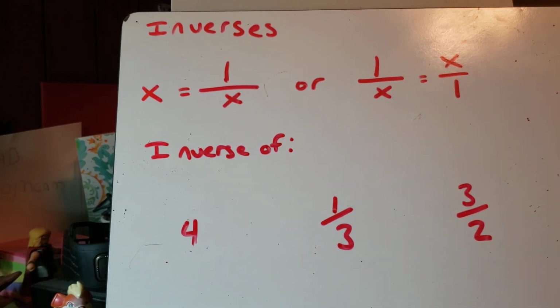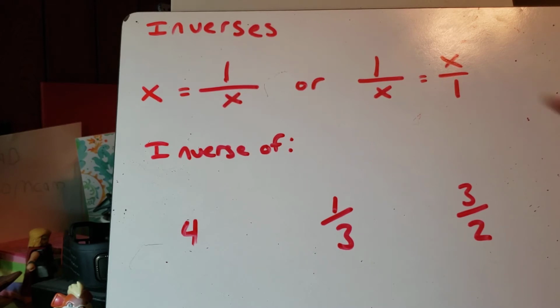Okay? So it's basically putting whatever you're being asked to put the inverse in the denominator or the numerator. So here are some examples here on the bottom. We've got 4, 1/3, and 3/2, and I'm going to show what the inverse of each of these are.